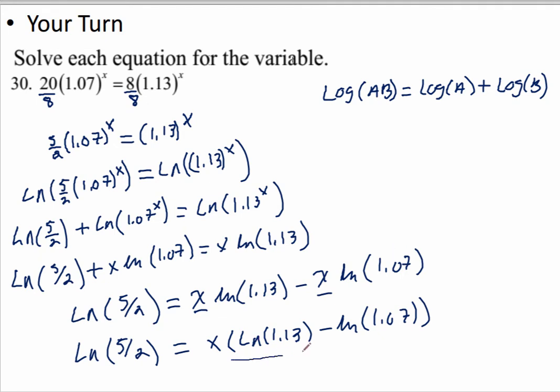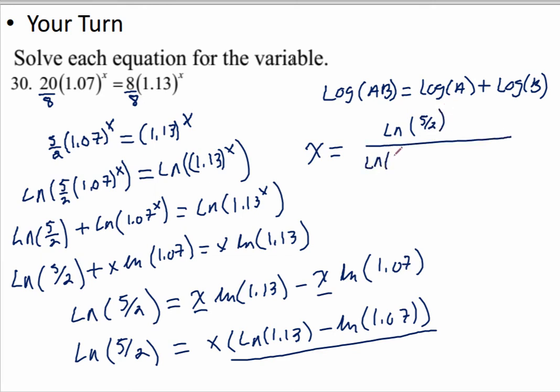All right, so now I'm going to divide both sides by ln of 1.13 minus ln of 1.07, and we end up with our stunning final solution here. So x is equal to ln of 5 halves divided by ln of 1.13 minus ln of 1.07. And I'm going to leave it to you this time to go in and check that.